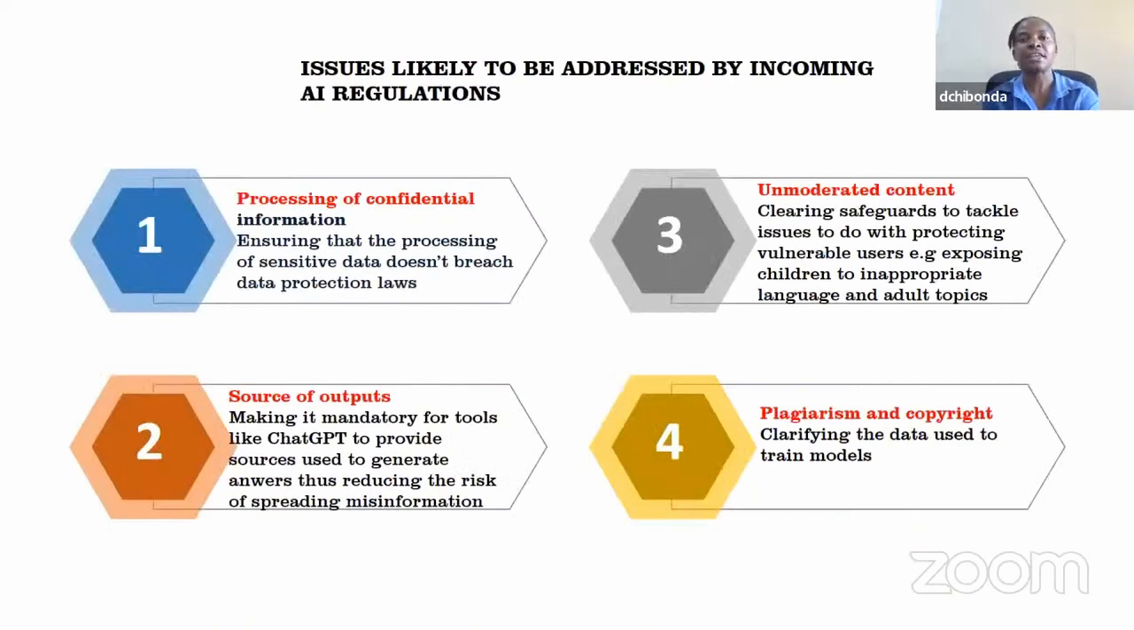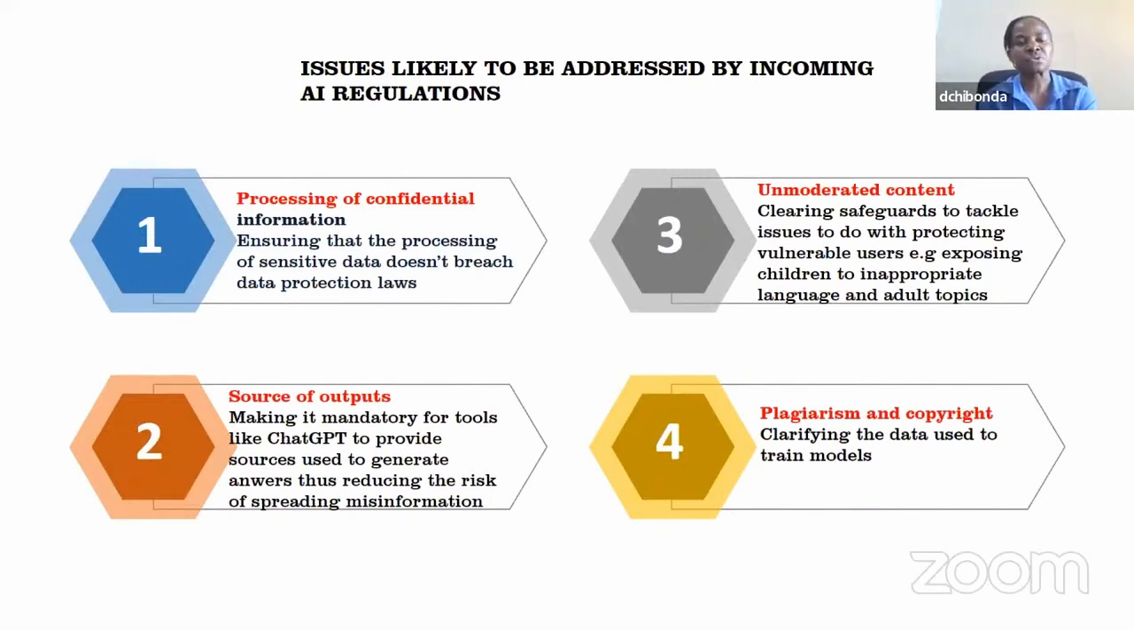So now we look at the issues that are likely to be addressed by incoming artificial intelligence regulations. First of all, it can look at processing of confidential information. So this mainly looks at ensuring that the processing of sensitive data doesn't breach data protection laws. At the moment, the data protection laws are applicable almost to every country. But now, how can we ensure that confidential information, or sensitive data, doesn't get breached? That's another part of regulation that is in the making to ensure that sensitive data doesn't breach data protection laws.